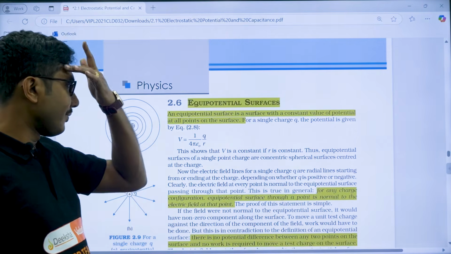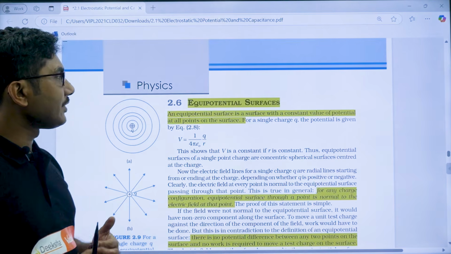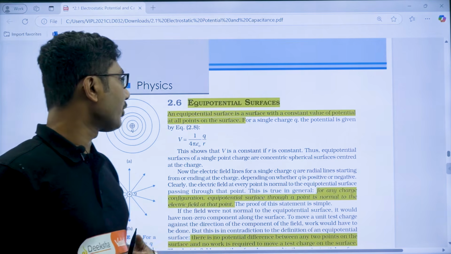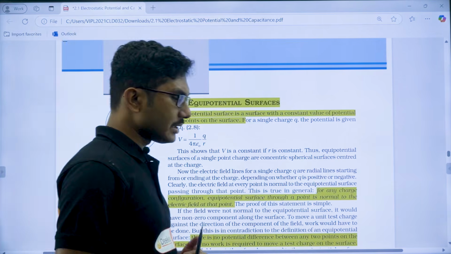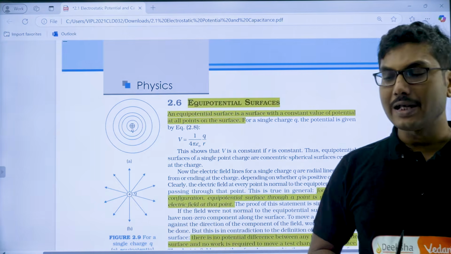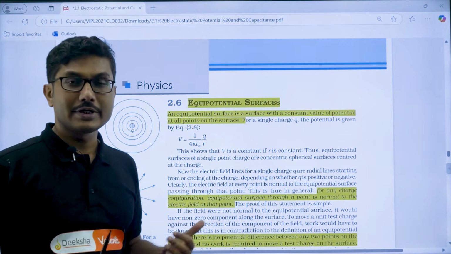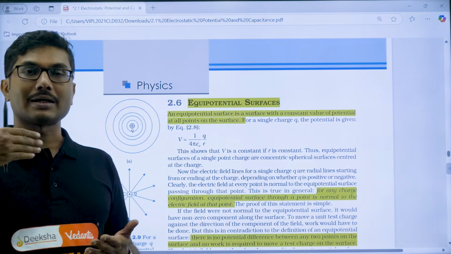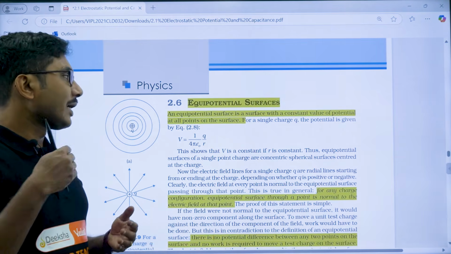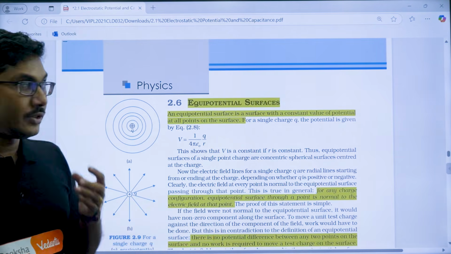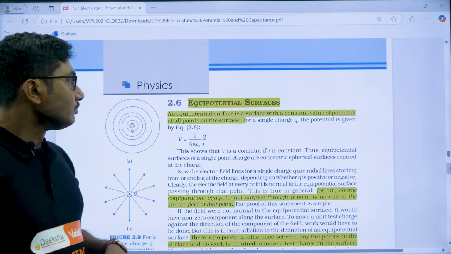Here they have given the statement that an equipotential surface is a surface with a constant value of potential at all points on the surface. So all points on the surface have constant potential, that is an equipotential surface. The equipotential surface can come as an objective question, a 2-mark question, or a 3-mark question. So it is a very, very important concept.